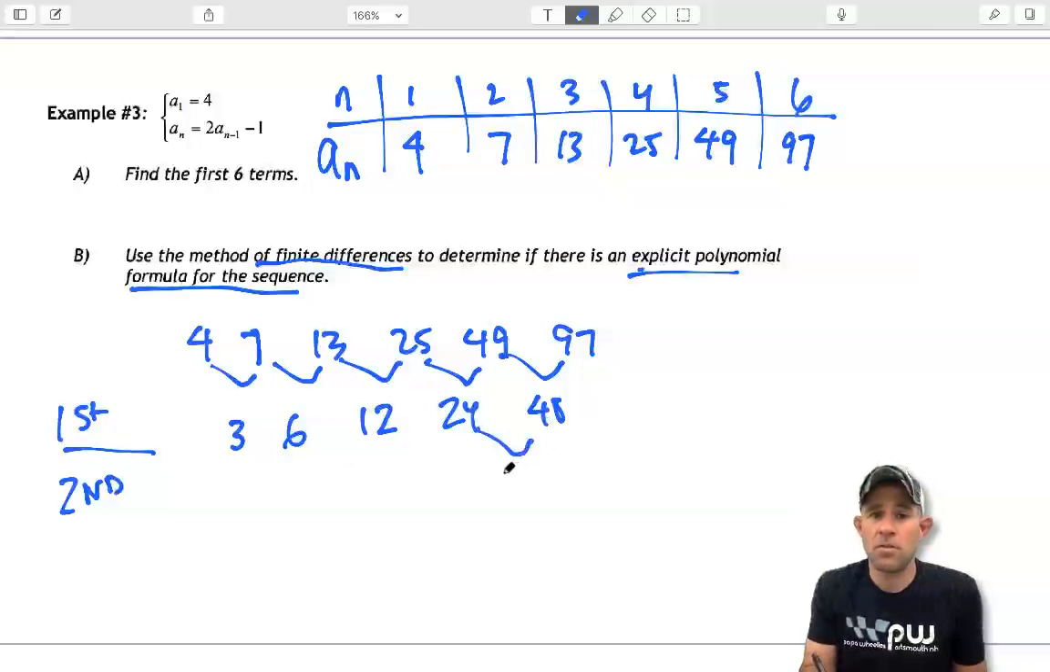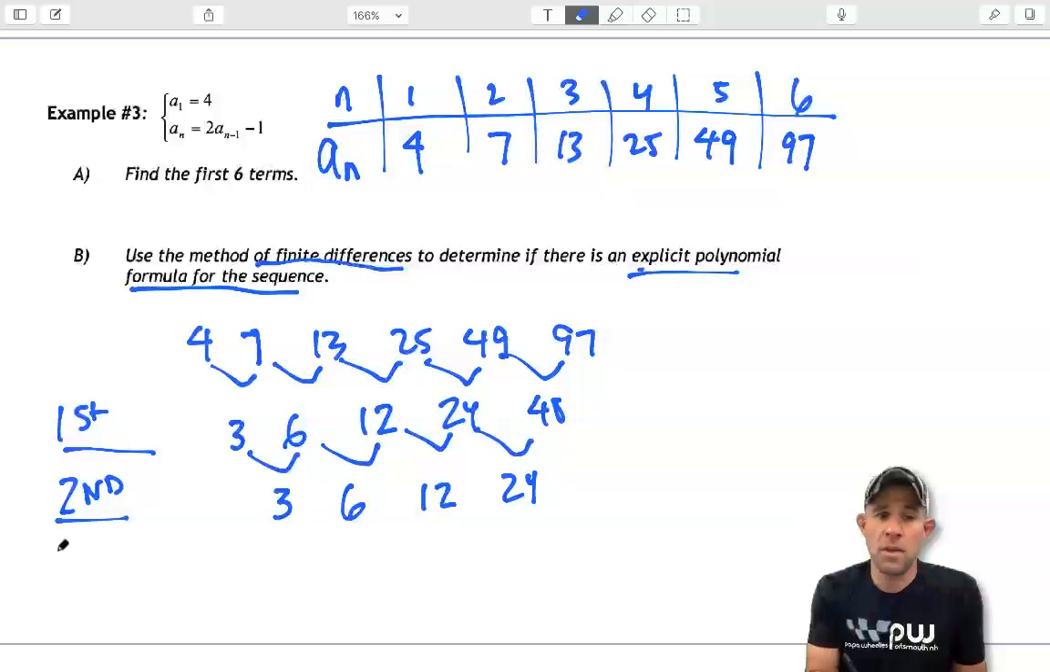48 minus 24 is 24. 24 minus 12 is going to give me 12. 12 minus 6 is going to give me 6. 6 minus 3 is going to give me 3. So again, our second differences don't give it to us either. Let's try our third, and the pattern continues here. This will be 12, this will be 6, this will be 3.